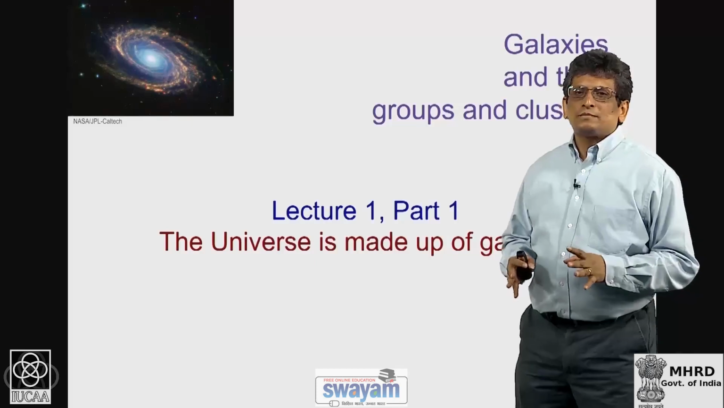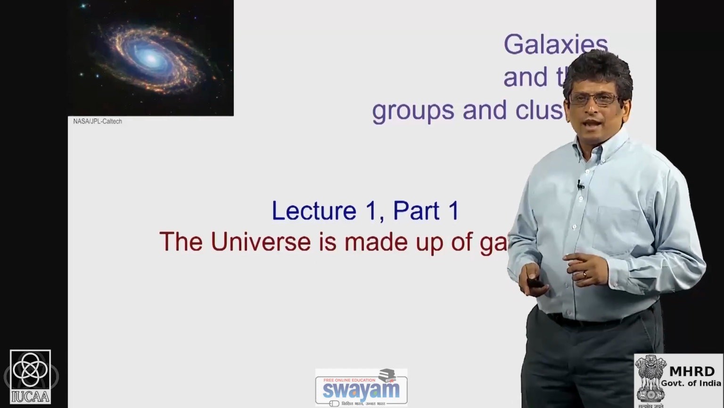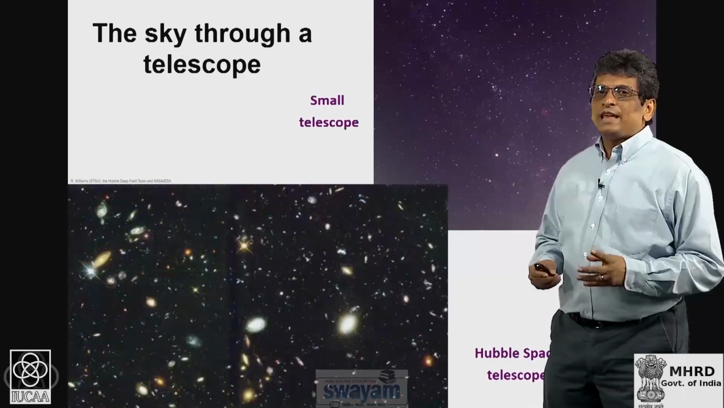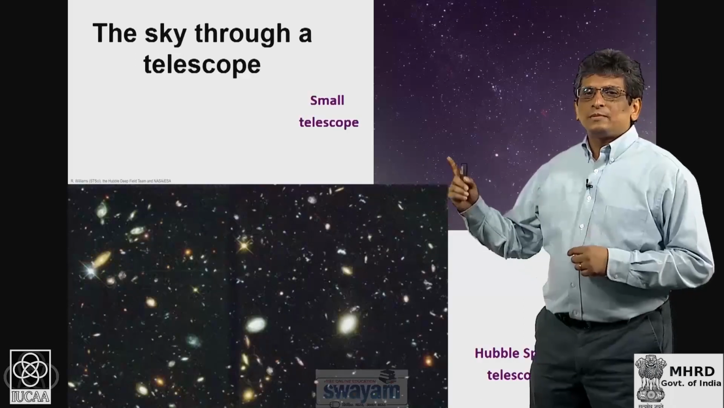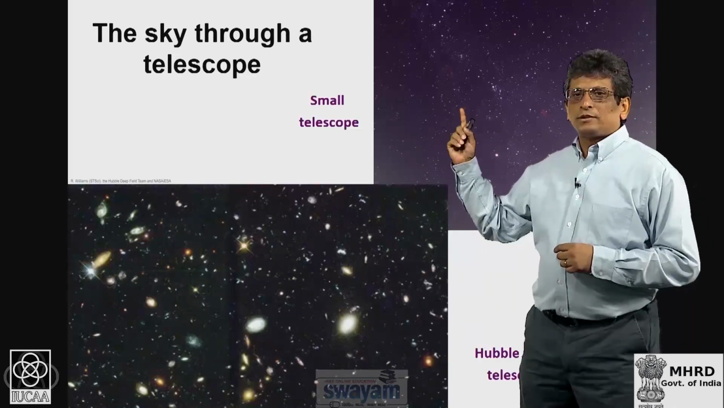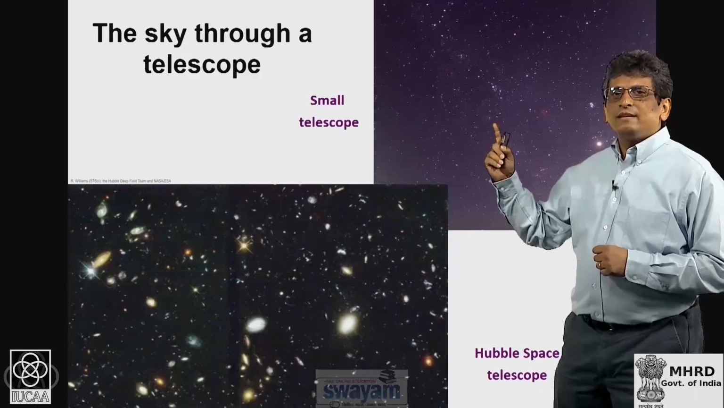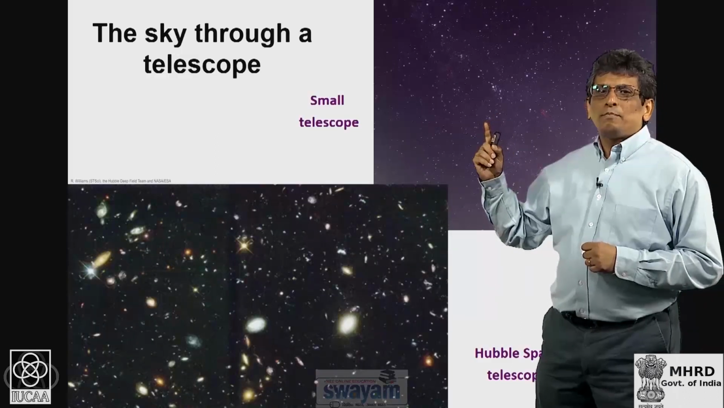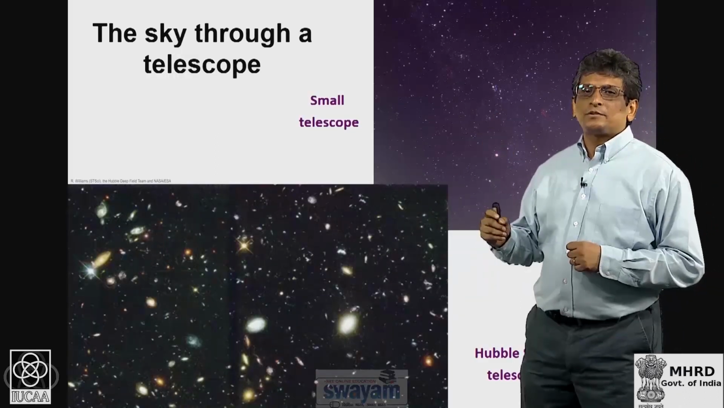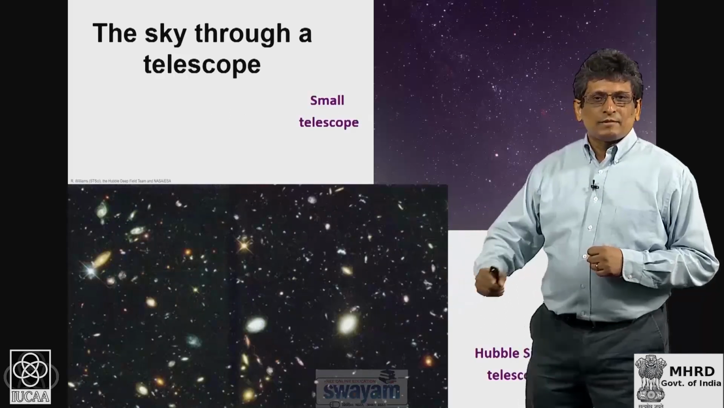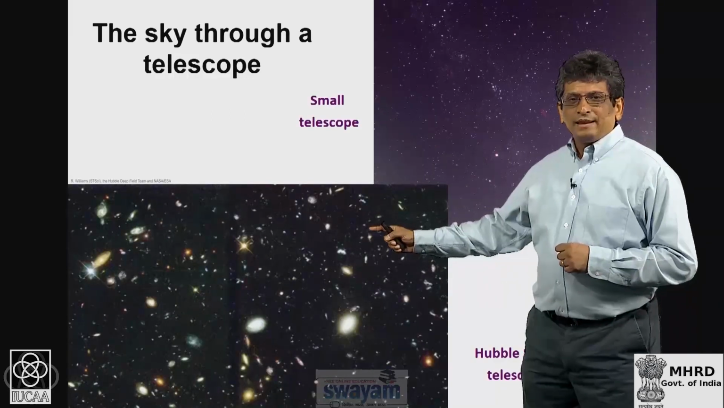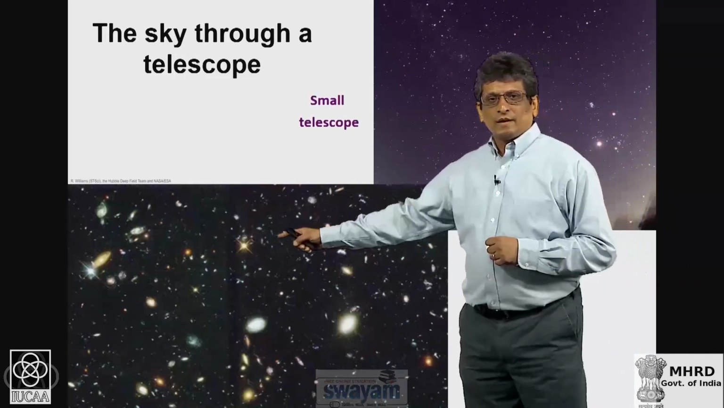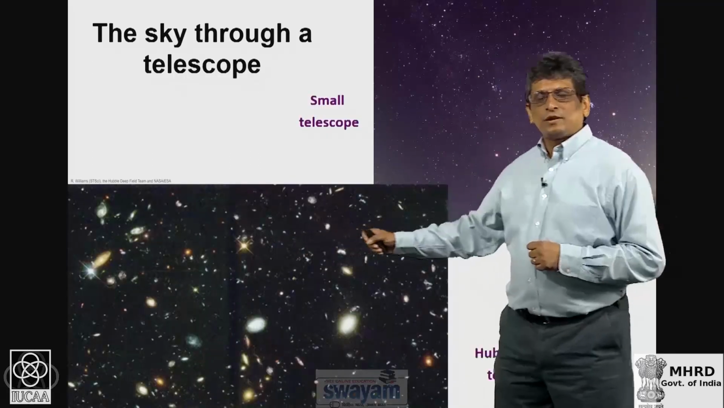Now, we did not know this more than 100 years ago. In fact, if you look at the sky through the naked eye, you see something like this, or through a small telescope, and all you see are stars in the sky. But if you look through a big telescope, or say the Hubble Space Telescope in space, you see something like this. And in this picture, there are only two stars, up there and another at the edge of the picture.